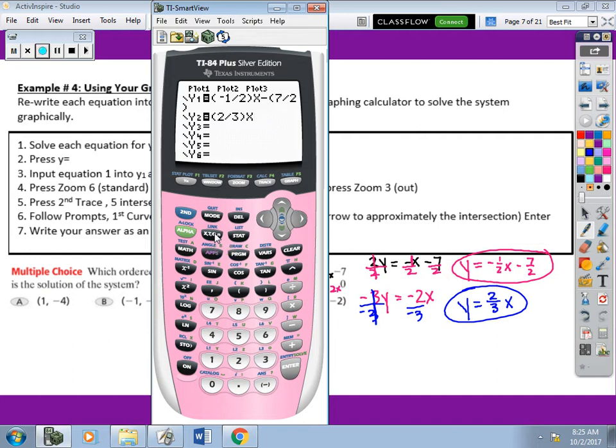Again, we'll press zoom 6 to see our graph. Is anyone not seeing this graph? There's always a couple people that have calculator trouble. Okay, where's your calculator? Go grab one, so you can practice it.